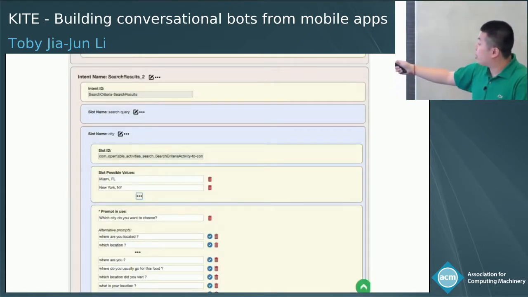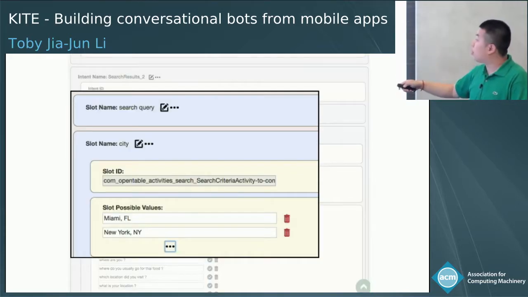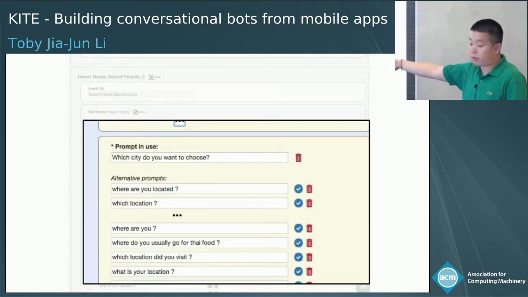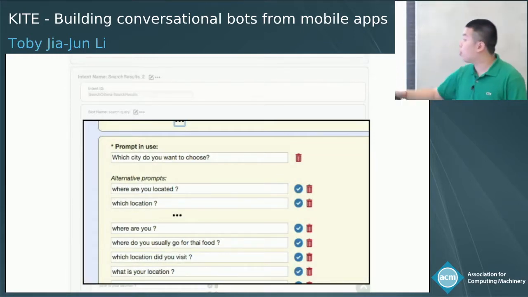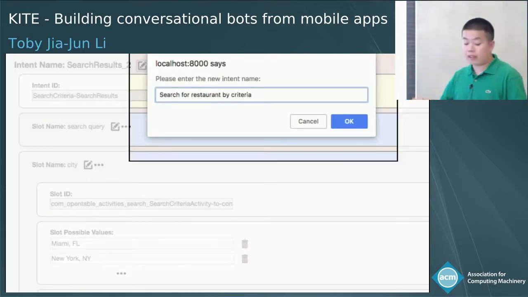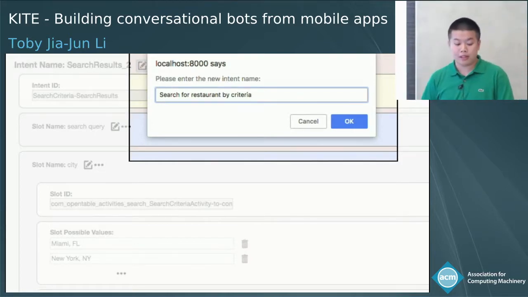And when the user clicks on one of the intents here, the bot developer can see all the slots contained in that intent. Each slot will contain possible values extracted from the apps, and also natural language prompts generated by KITE. Among all those prompt questions, the developer will need to choose the best one to use in the slot. For each of those prompt questions, KITE will also generate sample user utterances, which can be used for training the natural language understanding model of the bot. The developer can also manually edit all those fields to improve the quality of the bot.